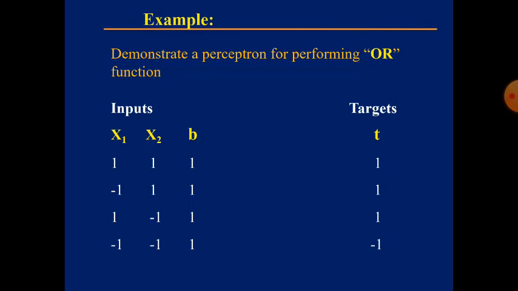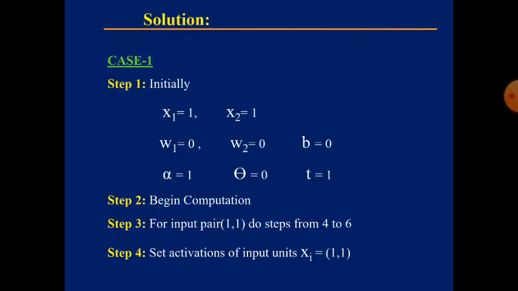So if 1, 1 are the inputs, the target or expected output is 1. If minus 1, 1, the expected output is 1. For 1, minus 1, it is 1. For minus 1, minus 1, it is minus 1. Only in the fourth case it will be minus 1. Okay, so now we will start. First case is inputs 1, 1. Second case is inputs minus 1, 1. Third case is inputs 1, minus 1. Fourth case is minus 1, minus 1. Okay, we will start with the first case.